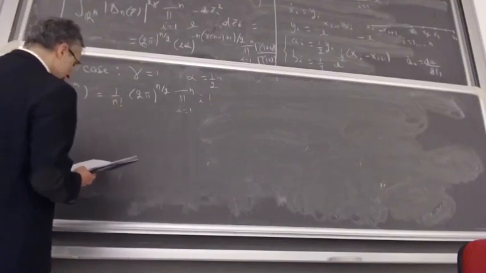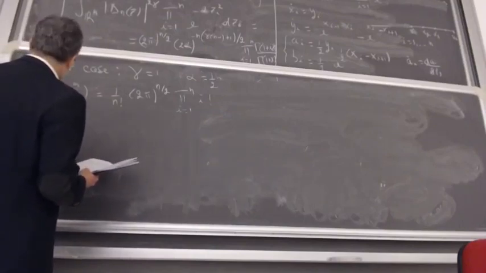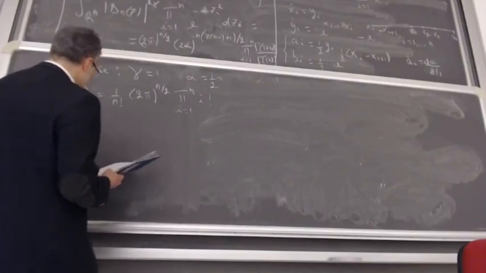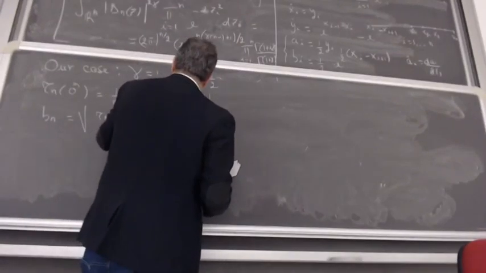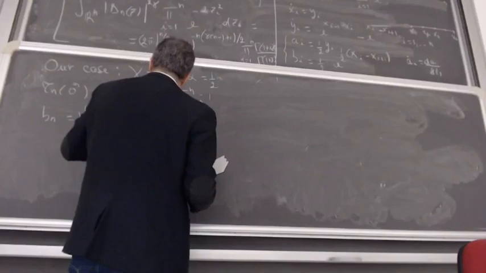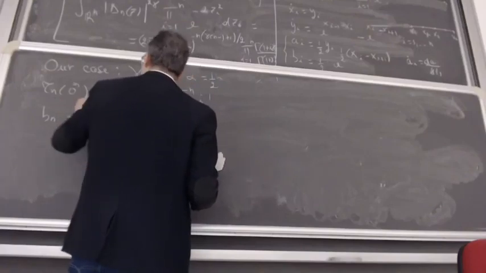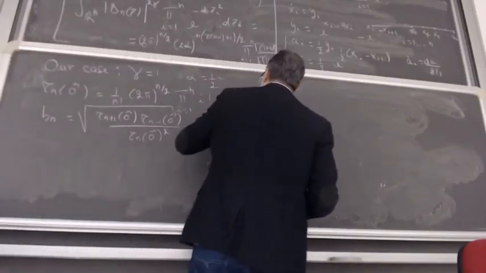So we can calculate Bn, defined as the square root of tau n calculated at 0, divided by tau n calculated at 0 squared. And then if we carefully do the substitutions, we find that Bn is just the square root of n. This is the initial condition on the off-diagonal elements of the Lax matrix L.